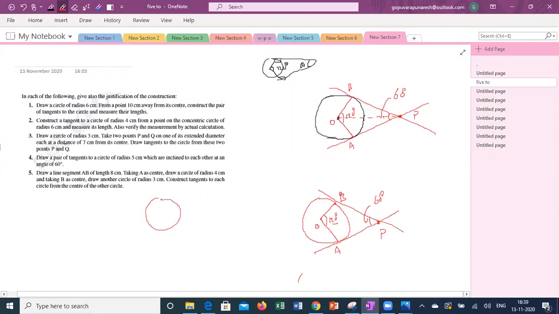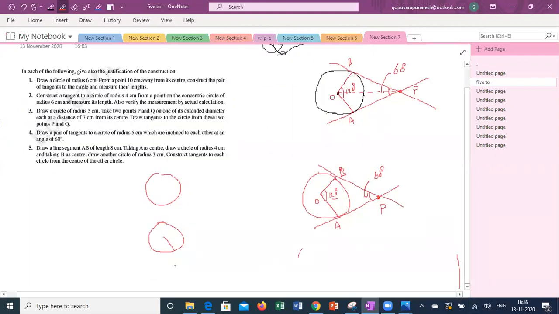First step. This is the second step. This is the third step. The fourth step is drawing the tangents. The third step is crucial.